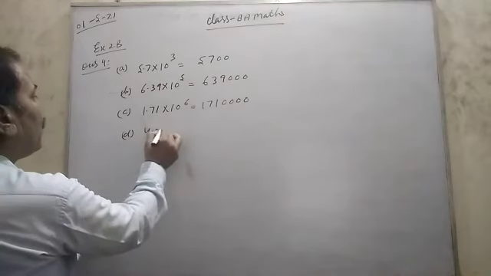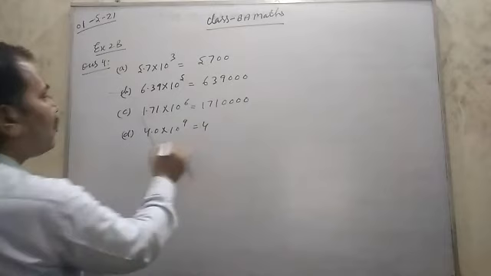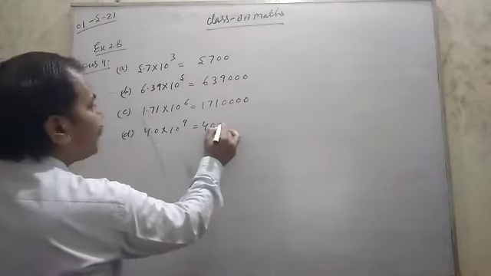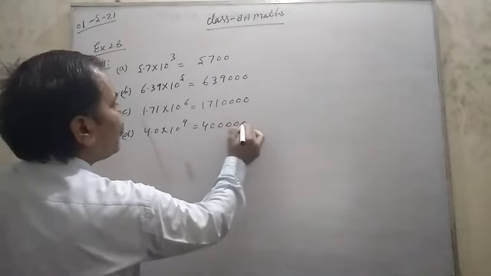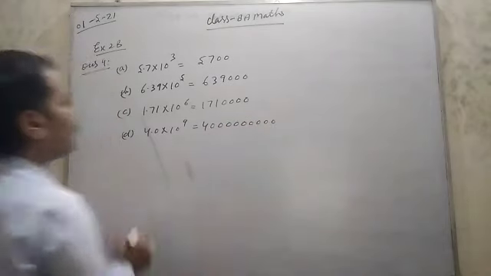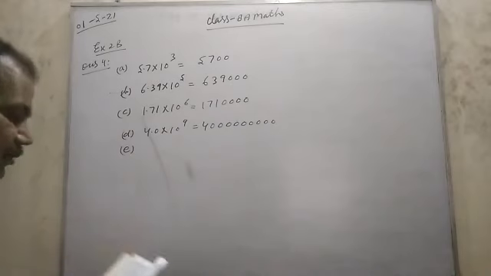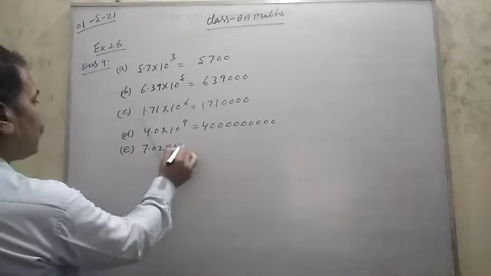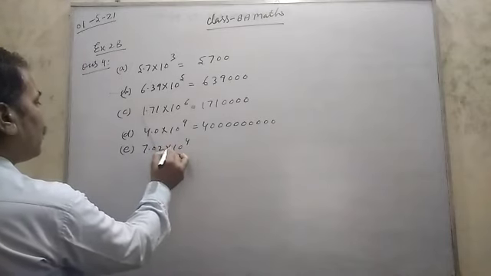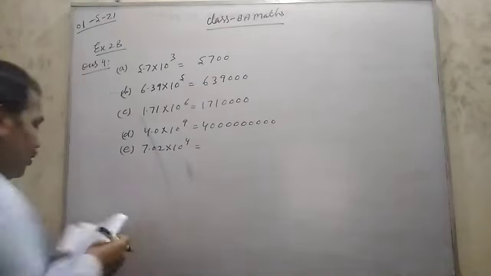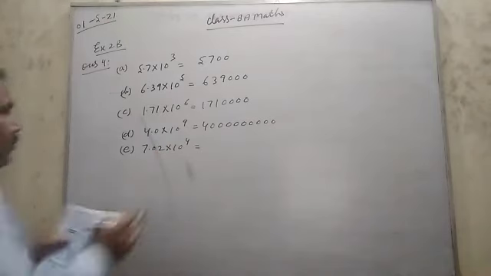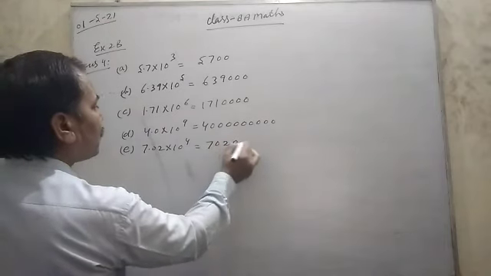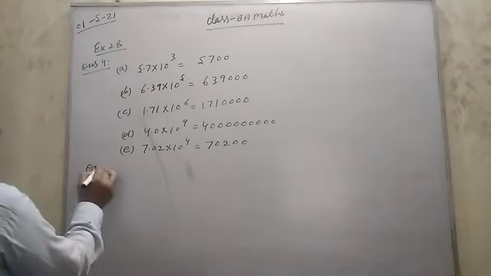4 into 10 to the power 9. So the point will shift 9 digits right. So 1 digit is given, and the remaining are 0. Okay. This will be the last part of this question. 7.02 into 10 to the power 4. So the point will shift 4 digits right. Okay, then question number 5.